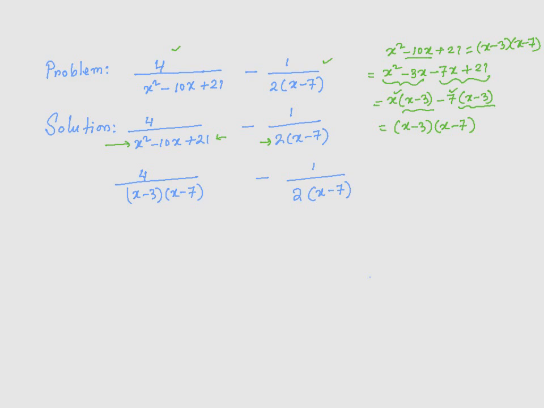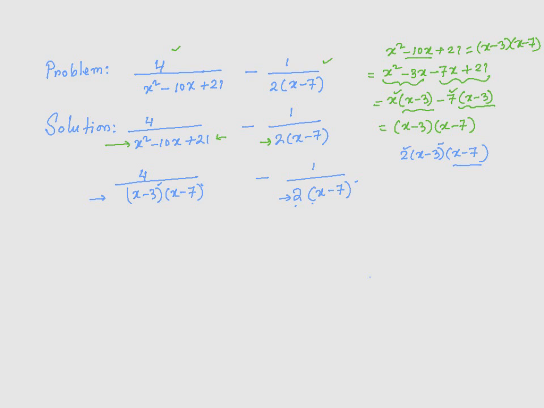Now the LCD of these denominators, by the way, is going to be 2 times x minus 3 times x minus 7. Why? Look, x minus 7 appears here once, so we need to put x minus 7 once, and x minus 3 appears here but not here, so we put x minus 3 once, and then the 2 is here but there is no 2 here, but we still need to put the 2.